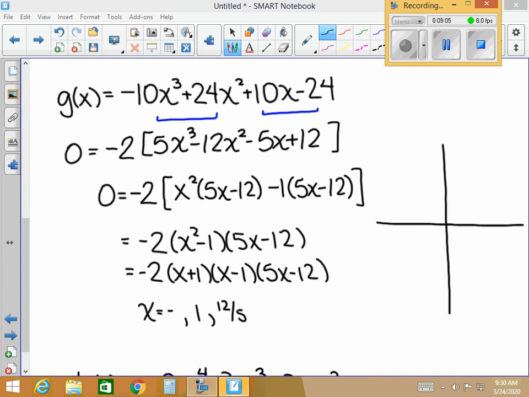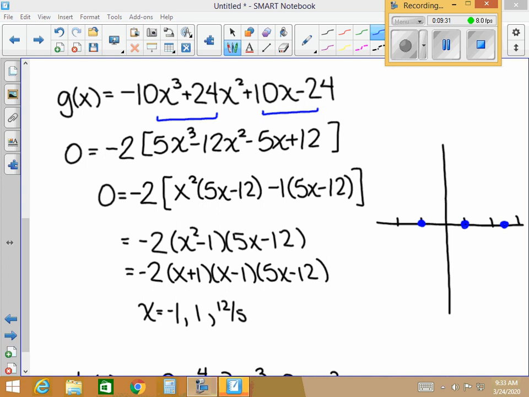That means each time the graph touches that zero, it's going to cut straight through. So −1, 1, and 12/5, which is 2.4. Negative 1 is here, positive 1 is here, and 12/5 is going to be between 2 and 3.